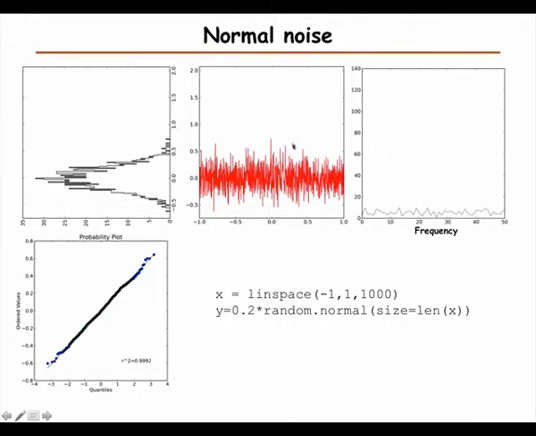And if we do a Fourier transform and convert it to frequency space, we see that we have a lot of different frequencies, roughly represented at pretty close to equal amplitudes. So this is why normal noise is usually called white noise, because we have all the frequencies represented.